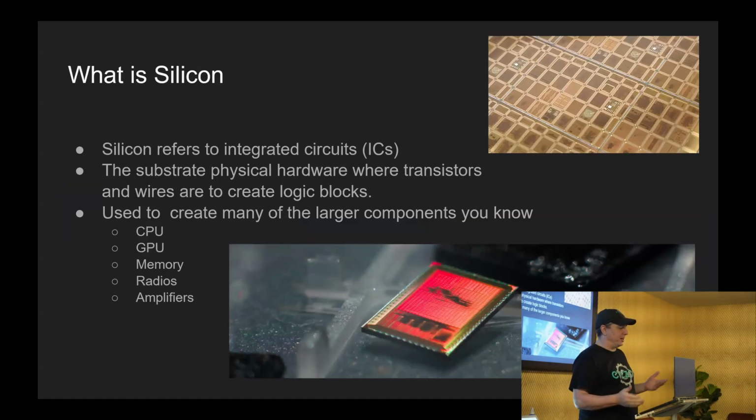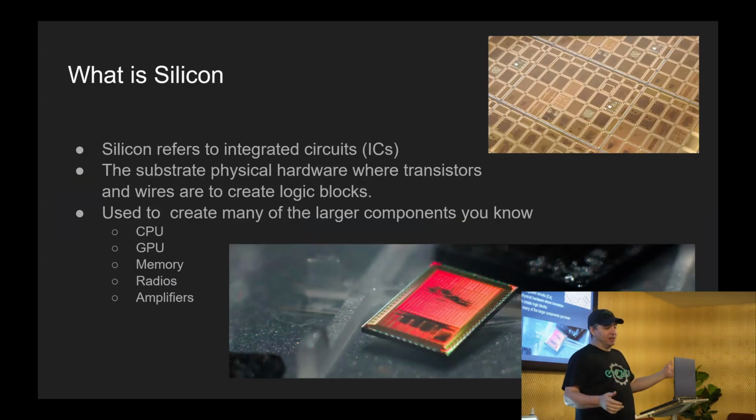So just a quick primer here. What is silicon? Silicon is our CPUs, GPUs, memory. You can use it to make radios, all kinds of different circuits. It is what runs Python.